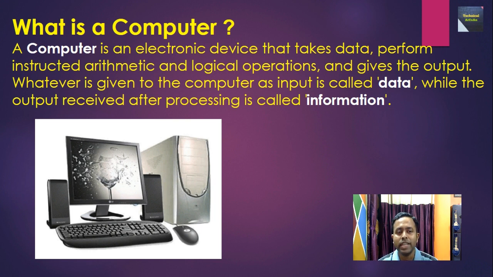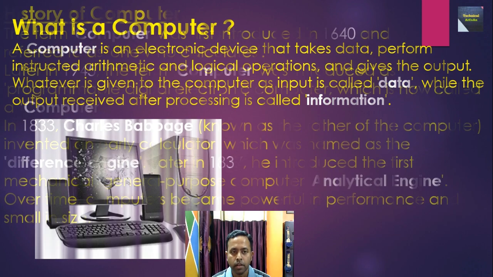And whatever is given to the computer as input is called data. So when we put some data as input it is known as data, and the output received after processing is called information. That means processed data is called information, right?